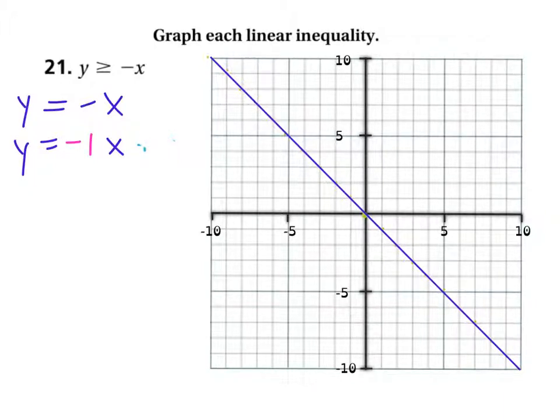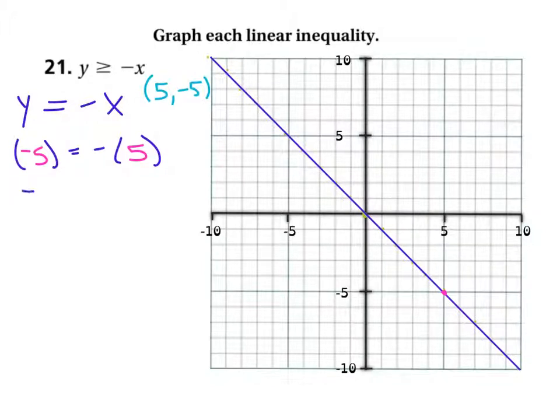Okay, let me erase this. You should understand what I was doing there. And we're going to test out now 5, negative 5, which is this point right here, to see if it works. Since we're doing 5, negative 5, we will put in 5 for x and negative 5 for y. And what do we get as a result? We get negative 5.